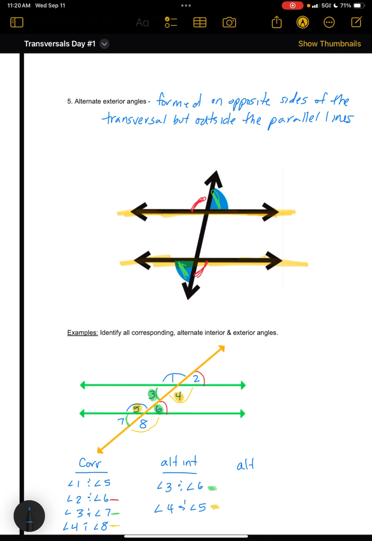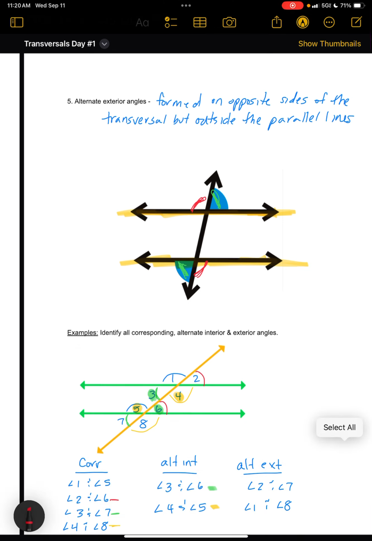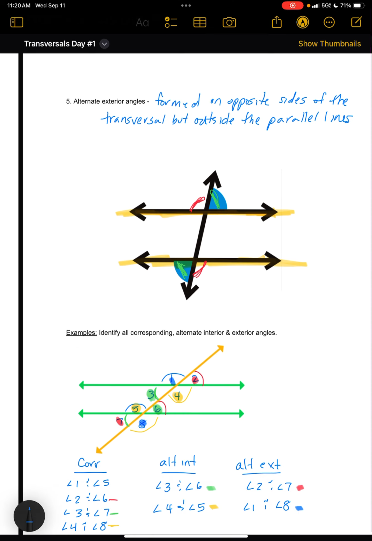And then we have alternate exterior. First one of that is going to be angle 2 and angle 7. And then angle 1 and angle 8. Let's do red for 2 and 7, and blue for 1 and 8. Okay? All right.